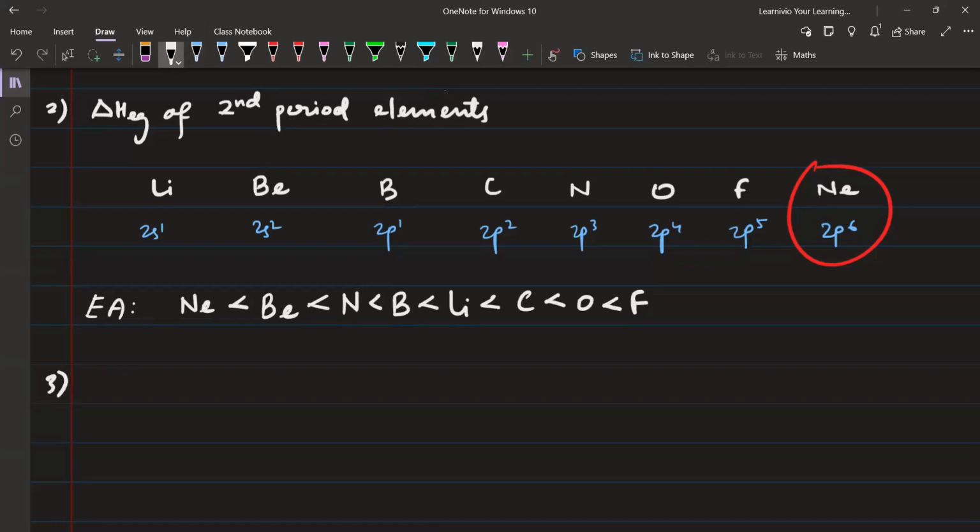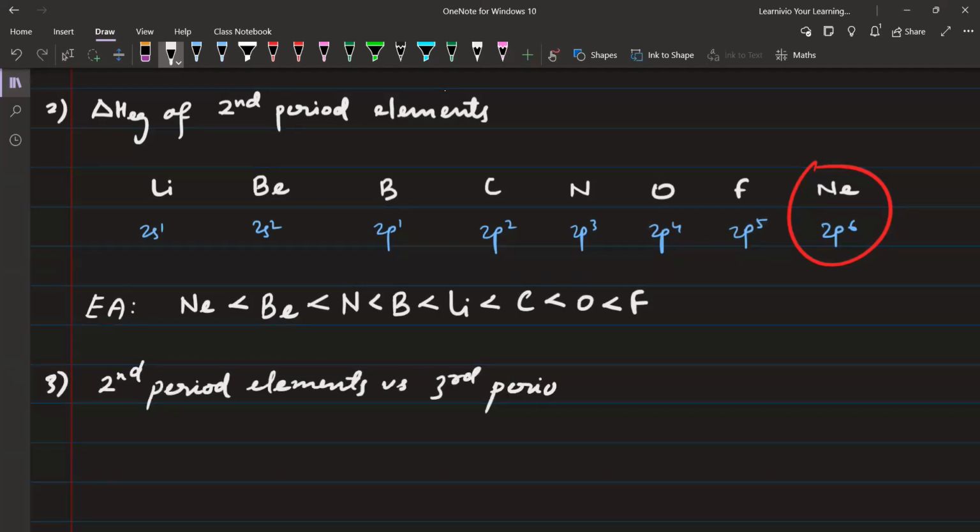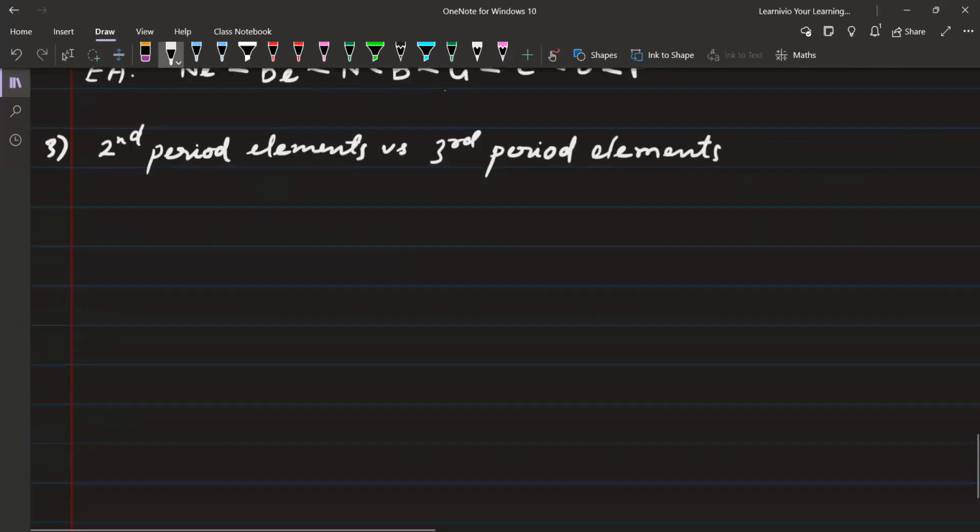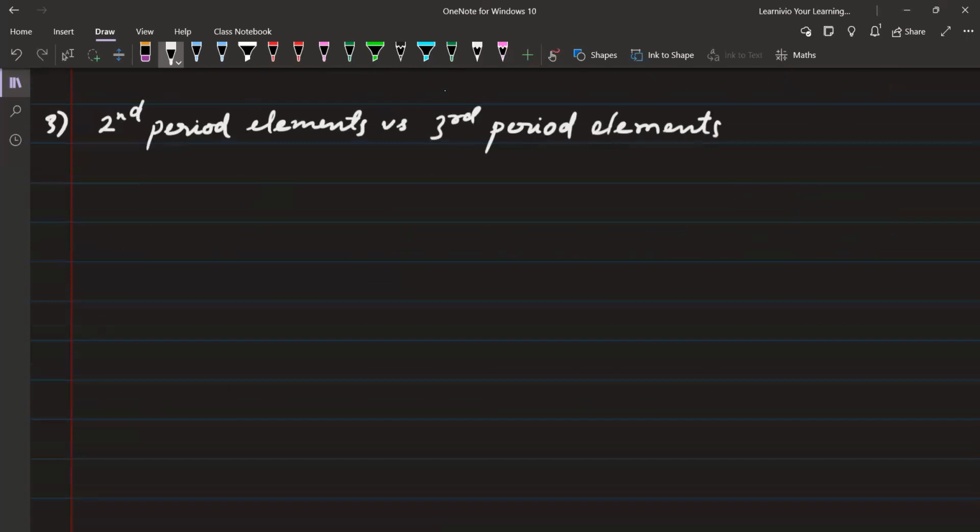Now, in this, we have just discussed second period elements within themselves. The third exception is when you have a second period element versus a third period element. What happens here, please?